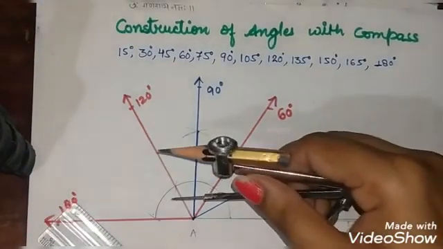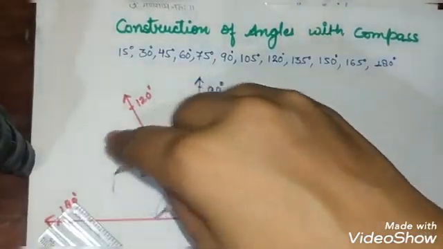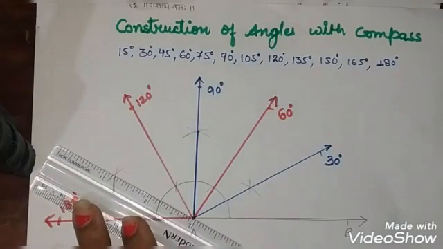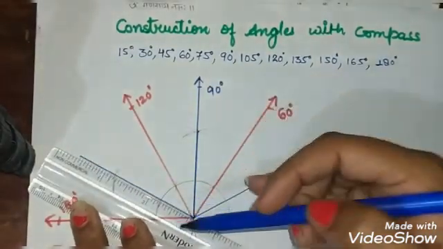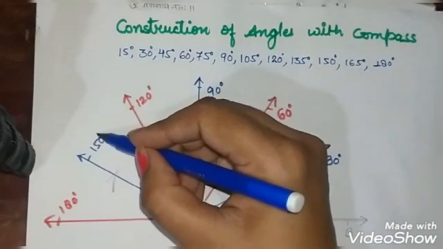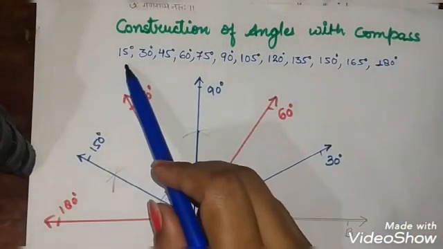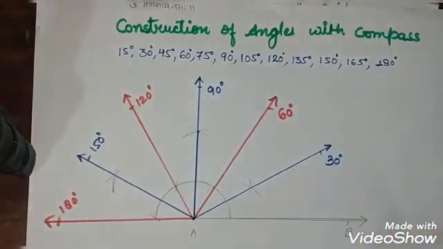Now divide this angle also and now join the point A and the point of intersection of arcs. Now this is angle 150 degree. Now to draw the angles 15 degree, 45, 75, 105, 135, 165, divide these angles further.